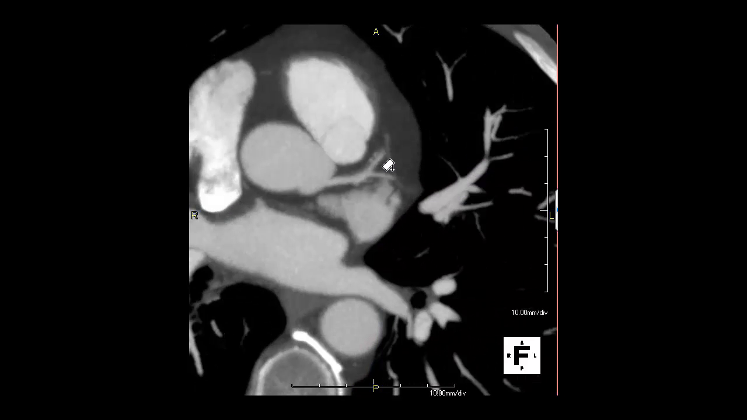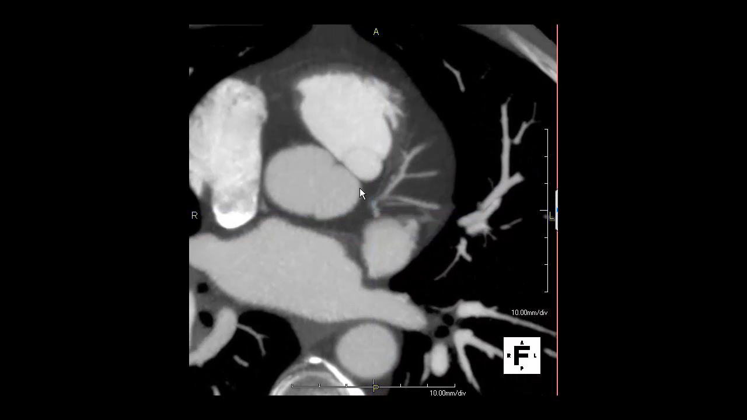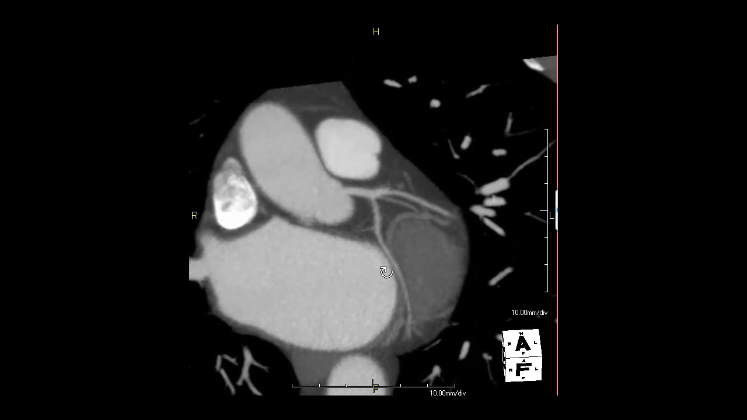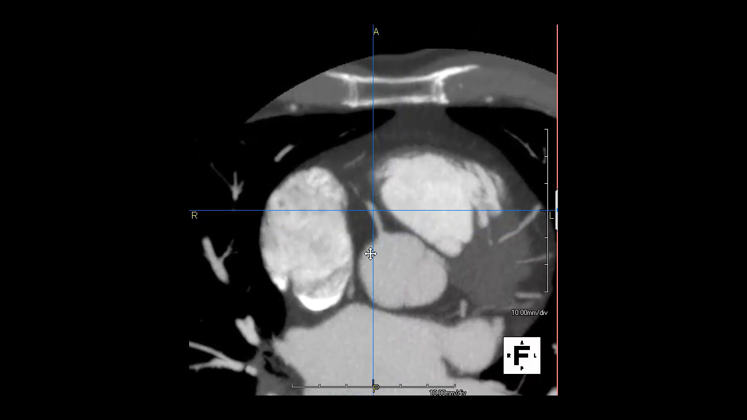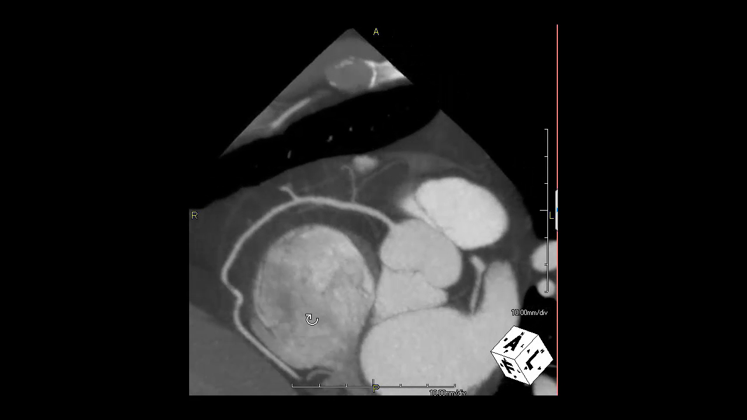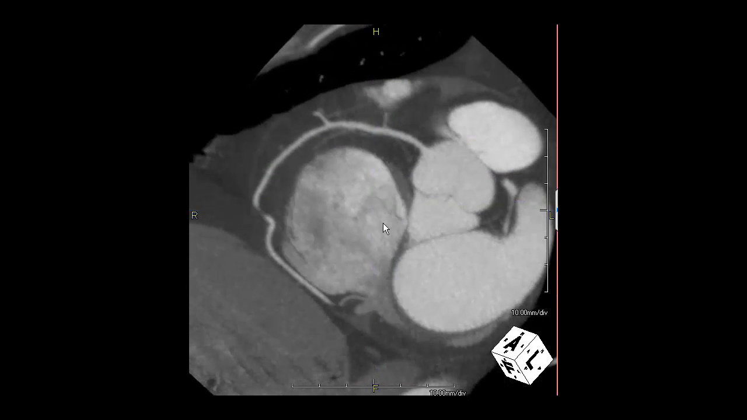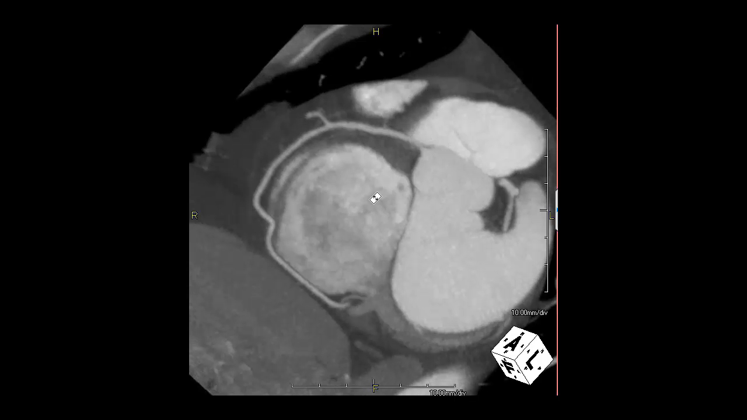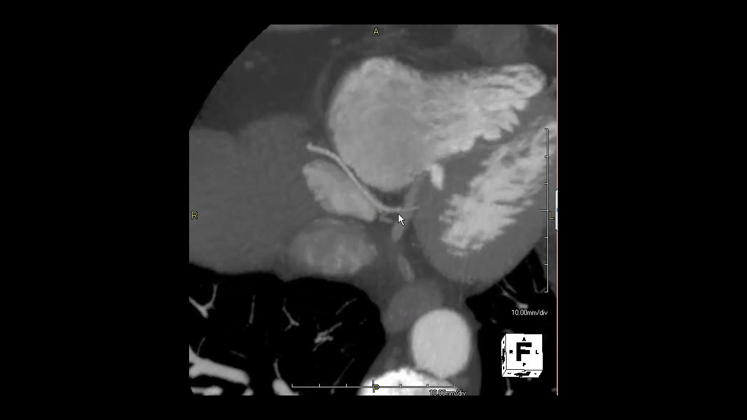We go back and examine the circumflex artery coming off here. This appears to be very normal. No evidence of any problems involving the left circumflex. Finally, we examine the right coronary artery coming off in this region. Again, appears to be very normal. Sometimes it's difficult to determine if there's any potential for non-calcified plaque, but the vessel appears to be grossly normal. If we look at the bottom surface, we can see a portion of the posterior descending artery.